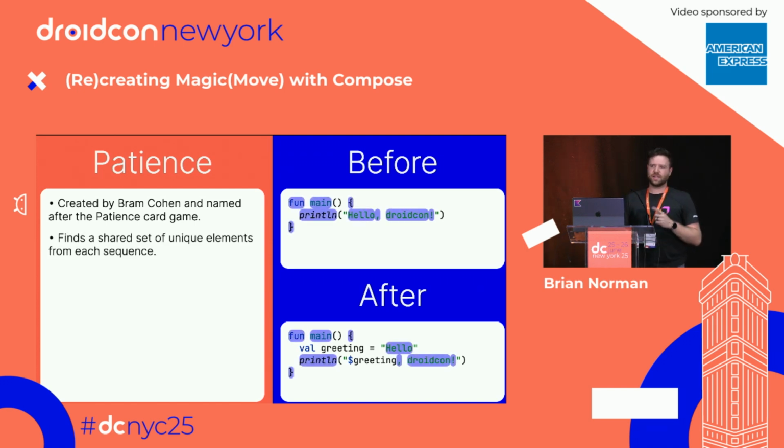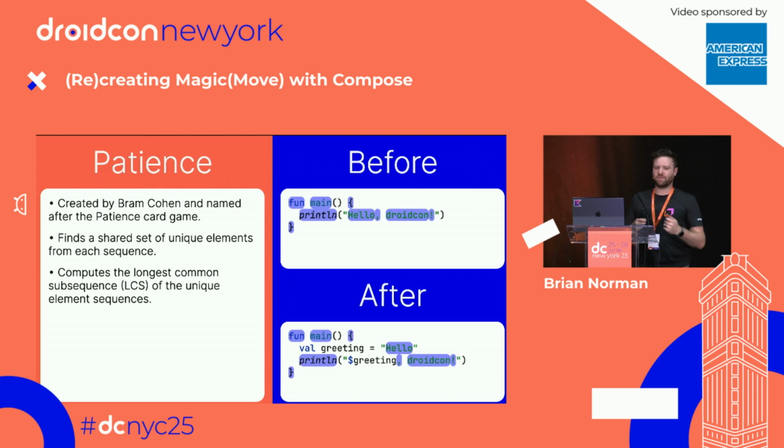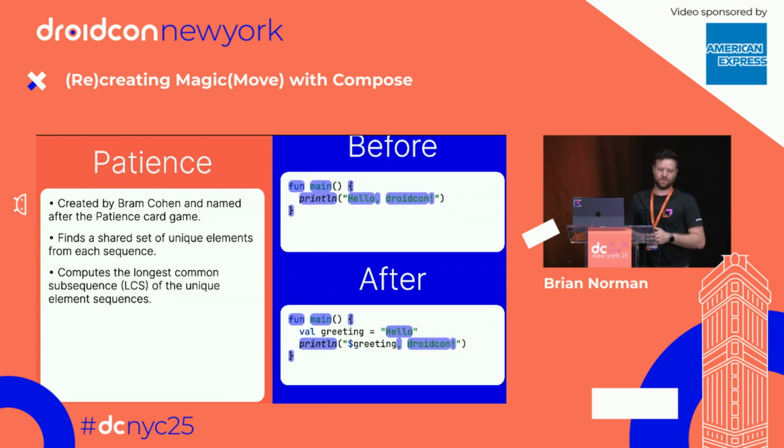The interesting thing that it does first as a step is finds all unique elements that are shared between both sequences. And then it breaks this down and finds the longest common subsequence of all of those unique elements in both sequences. Okay, that's a lot of words, fairly complicated, so let's try to break this down even further.